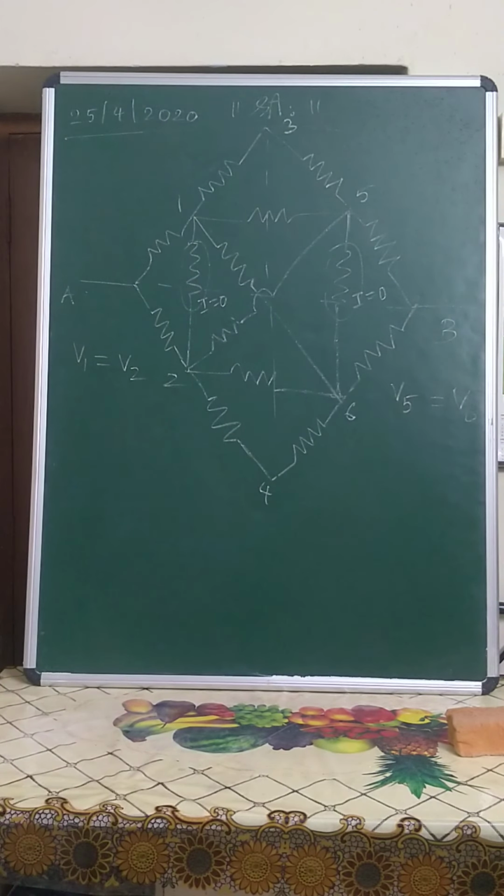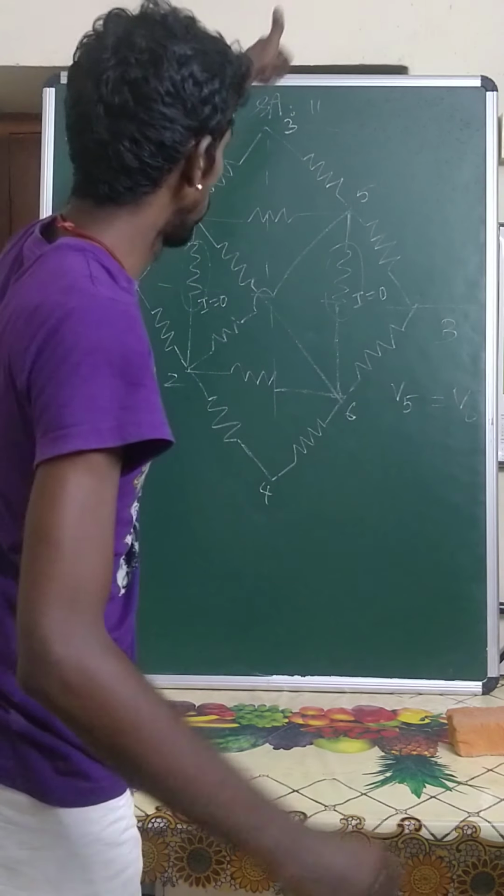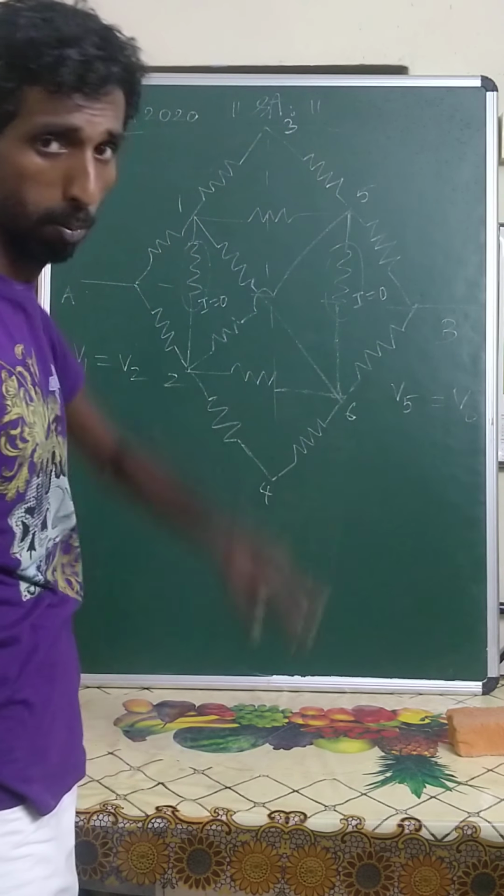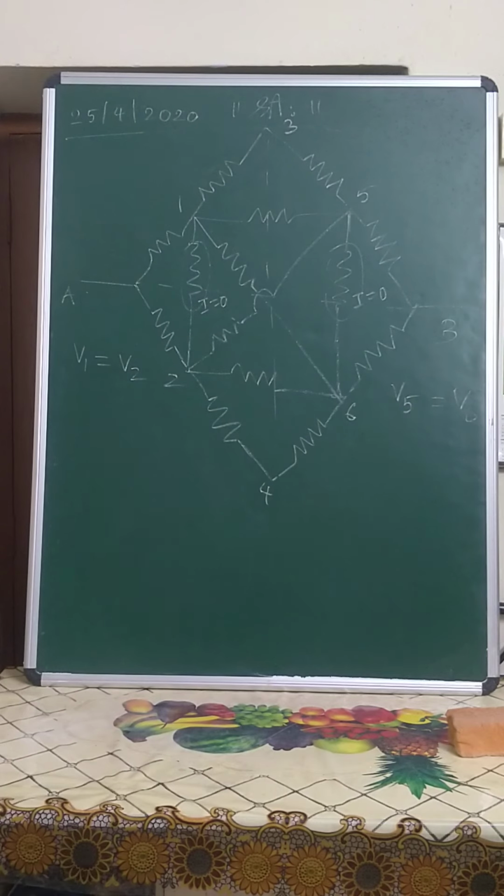If there is the same potential, current will not flow through those resistors which are connected across the same potential points. That we have seen in the Wheatstone network. Then it is moving towards 3 and 4. 3 and 4 have the same potential, so V3 equal to V4 I can write. So they are connected in parallel.